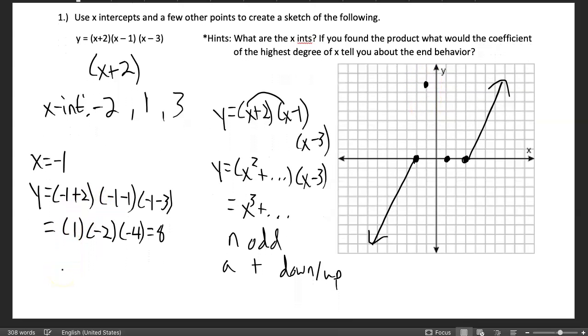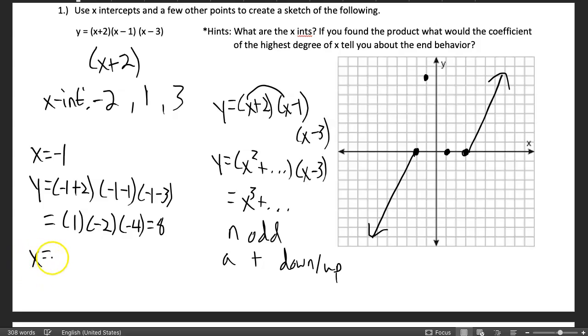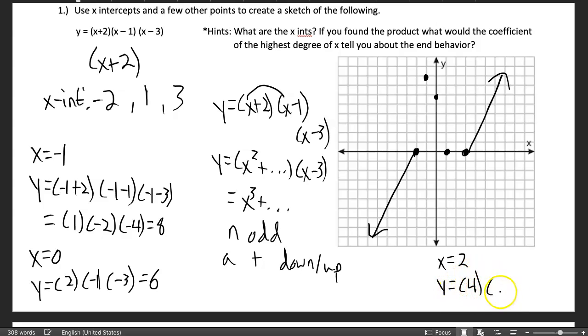Okay. What about 0? Well, if x is equal to 0, then y will be equal to 2 times -1 times -3. Or that will be -6 times -1. It'll be +6. So we can go and mark a point at +6. And then if x was equal to 2, we could go ahead and solve for that as well. We'll do that over here. If x is equal to 2, then we'll get y is equal to 4 times 1 times -1. So we'll have a point at 2, -4.